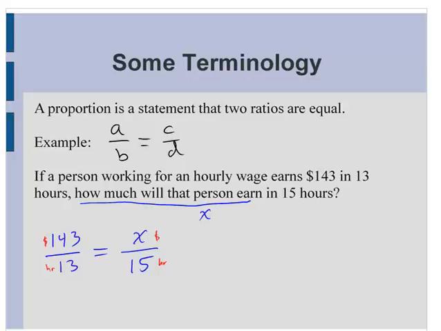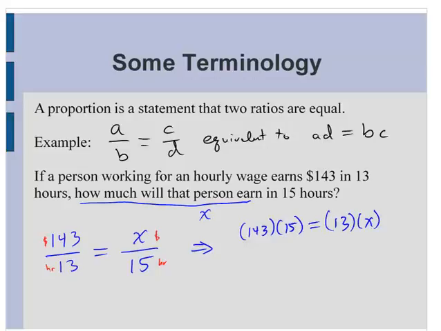Alright, now how would you solve it? Well, in the proportion A over B is equal to C over D, this is equivalent to A times D is equal to B times C. We are allowed to cross multiply in a proportion and nowhere else. So we could solve this by writing it as 143 times 15 is equal to 13 times X.